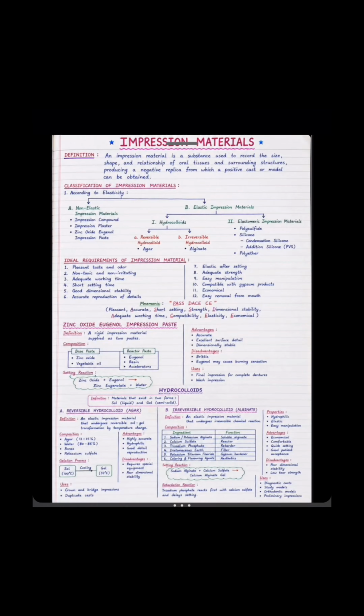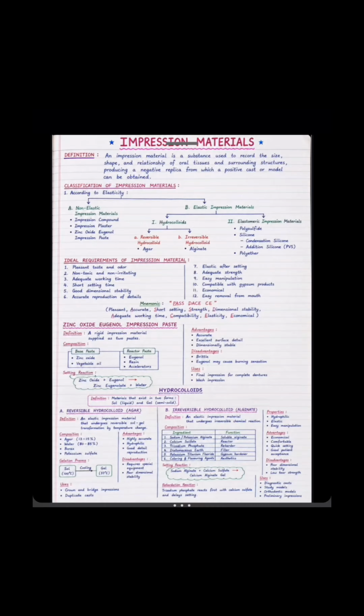सेटिंग रिएक्शन दैट इज जिंक ऑक्साइड प्लस यूजिनॉल इज इक्वल टू जिंक यूजिनोलेट प्लस वाटर. यूजेस क्या है इसका? फाइनल इंप्रेशंस फॉर कंप्लीट डेंचर्स एंड वॉश इंप्रेशंस. कॉन्स इसका है कि यूजिनॉल कैन कॉज अ शार्प बर्निंग सेंसेशन ऑन सॉफ्ट टिश्यूज. ओके, तो दैट इज ऑल अबाउट द जिंक ऑक्साइड यूजिनॉल impression paste. You can see the diagram in your book, okay, and how it looks and what it comes like.